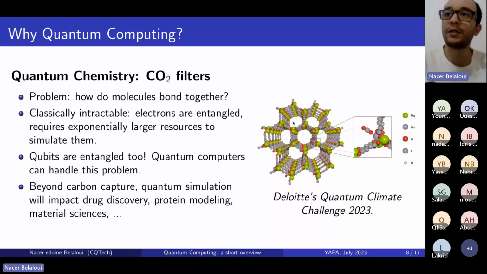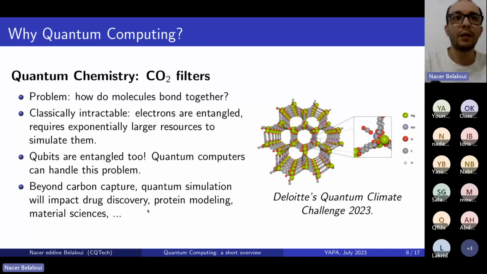We have a very small molecule, this is CO2, and we have a very big molecule, which is the filter. And we want to know how well this filter will work as a CO2 filter. As I said, classically, this is intractable. Electrons are entangled, which requires exponentially larger resources to simulate. But qubits can be entangled too, so they have the same properties as electrons. And this gets us back to what I was saying. Nature is quantum. We need quantum computers. And here, quantum computers actually solve this problem.